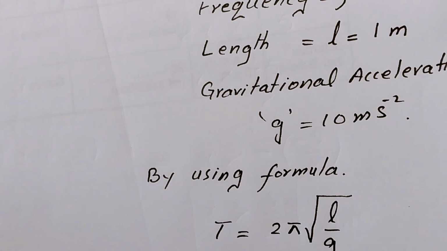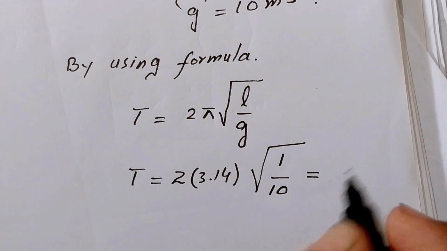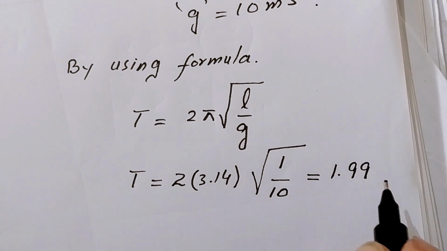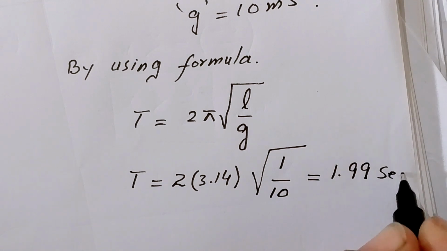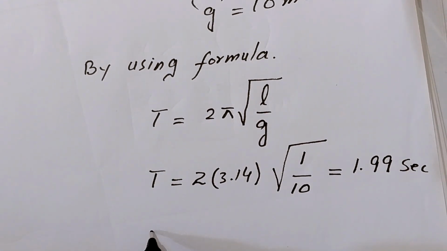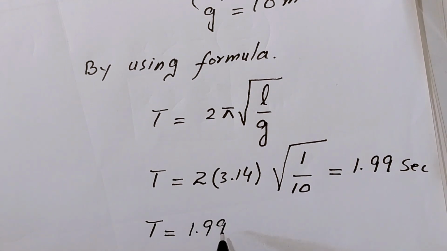So by solving these values, the result is 1.99 seconds, because time period is always measured in seconds, so its unit is seconds, 1.99 seconds, okay.